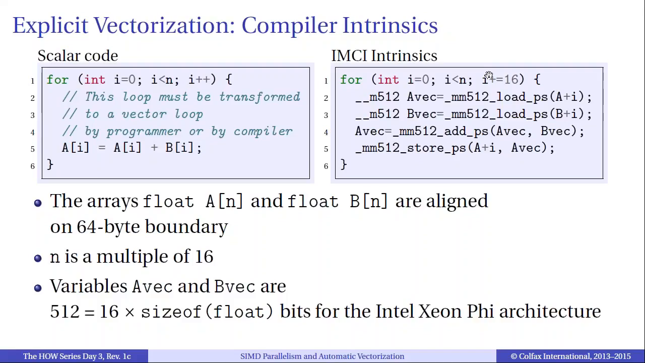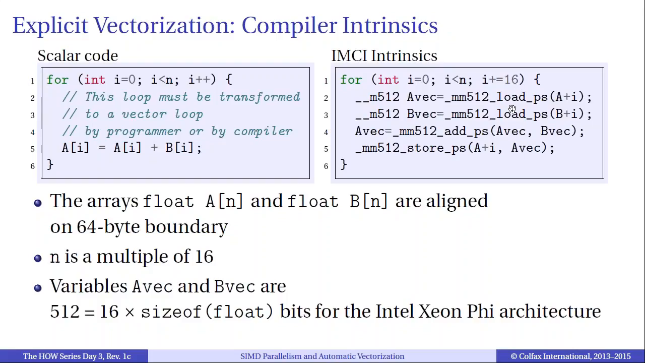Also, this code assumes a lot of things about vectors, about arrays A and B, and about the value n. Specifically, it assumes that n is a multiple of 16. If n is not a multiple of 16, then I would have to have a tail loop. I'm sorry, I would have to have a remainder loop after this loop. Also, this code assumes that arrays A and B begin on an aligned boundary. They begin on a multiple of 64 bytes. Otherwise, these load instructions are not going to work.